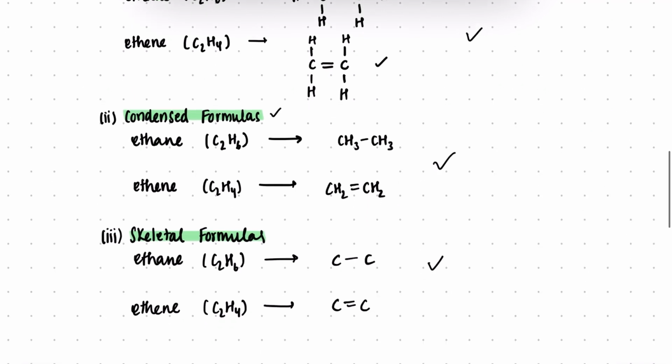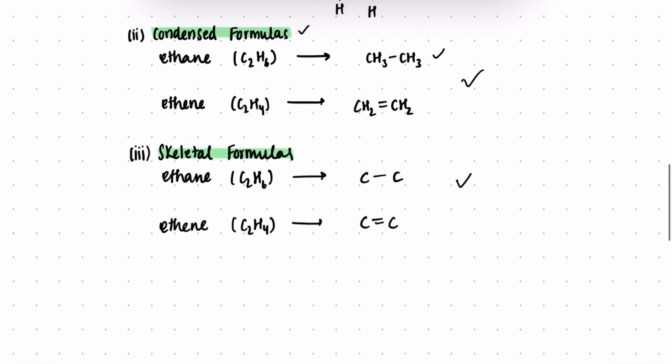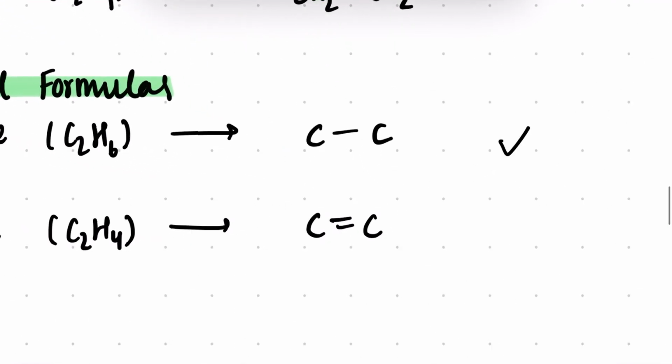In condensed formulas, you would show just the number of atoms, or in this case, for example here, we're showing the bonds between groups, but we're not showing the bonds that are present in the groups. So you could think of it that way. So that's a condensed formula. And in a skeletal formula, we're not even showing those groups because it's kind of implied.